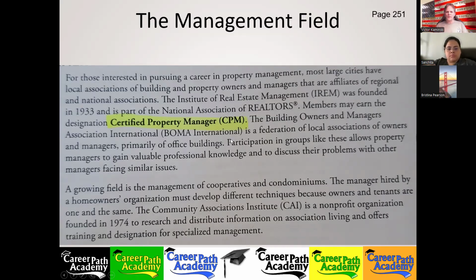You could also join BOMA. That's a federation and association of owners and managers that share information amongst each other on different ways to manage communities, to do improvements, softwares, to share legal issues and things like that with each other. So if you're interested in property management, it's a good idea to become a member of CAI as well. That was founded in 1974.